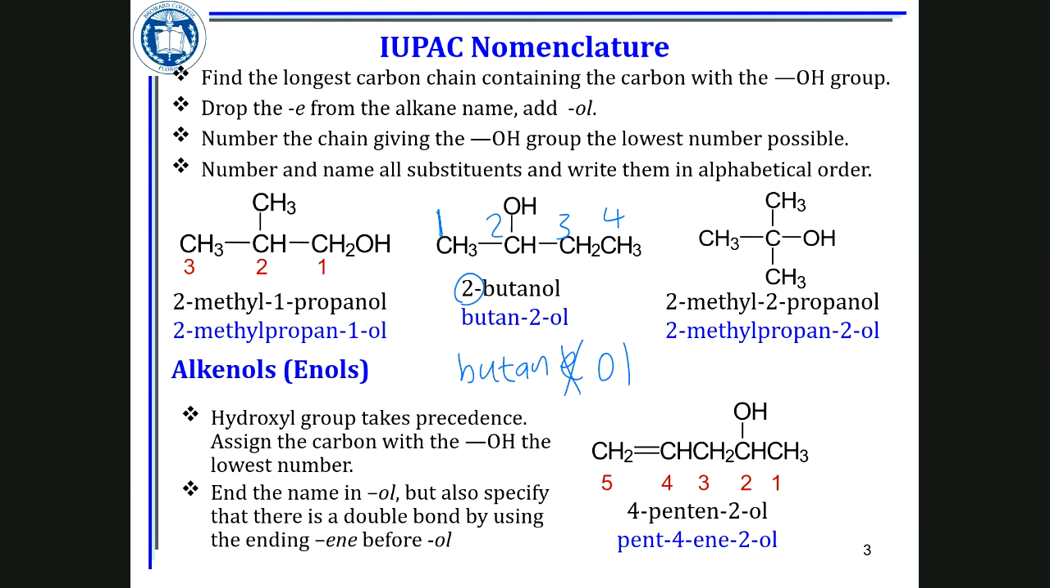So the name for the compound is going to be butanol, but butanol could be 1-butanol or 2-butanol. You have to say which butanol you're talking about, so it's going to be 2-butanol. You are using a number to show the location for OH. You are using a dash to separate the number from the letters. You are giving the family name, which for this compound is ol. So butanol, propanol, or pentanol.